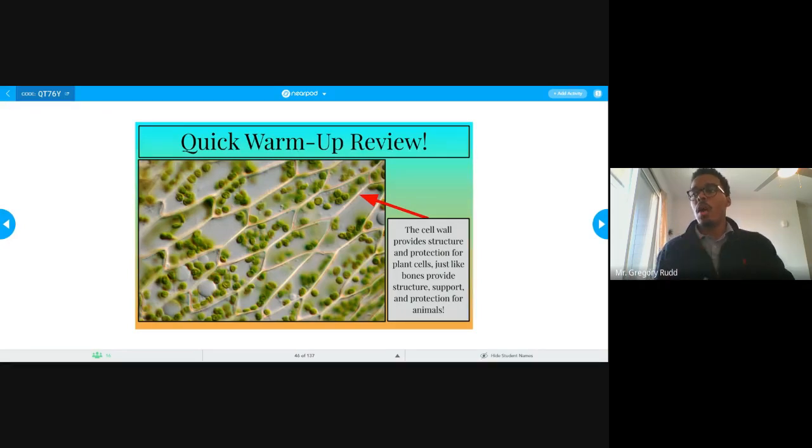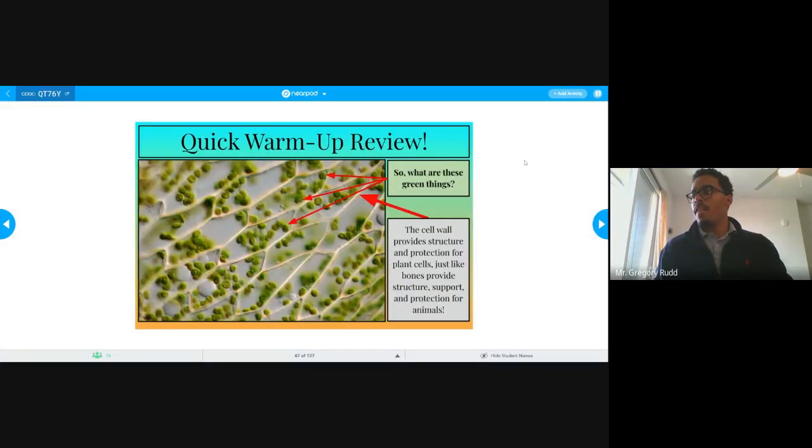So the cell wall of specific cells, not all cells have a cell wall, but the cell wall of specific cells, like plant cells, provides those cells with structure, support, and protection. And we can see the cell wall here. It kind of looks like a chain link fence, but it is actually a cell wall made out of cellulose. All right.